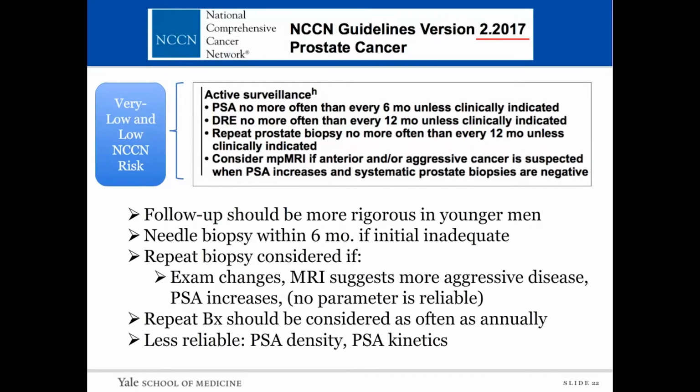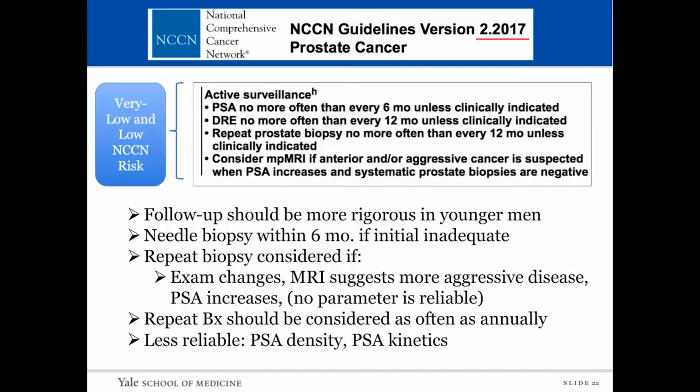But if we break down some of the more specific guidelines, and this is the 2017 NCCN guidelines on prostate cancer, looking at the very low and low NCCN risk groups, they offer the following recommendations: that a PSA should be performed no more than every 6 months unless clinically indicated, digital rectal examination no more than every 12 months, repeat biopsy no more than yearly, and it begins to enter the consideration of multiparametric MRI if we suspect an anterior or aggressive lesion that might be seen in the context of PSA increases or when a systematic biopsy is negative.